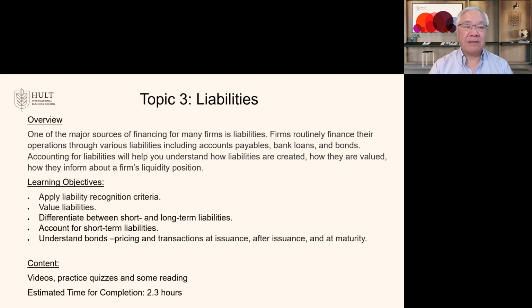The learning objectives are to apply the liability recognition criteria, value the liabilities, differentiate between short-term and long-term liabilities, account for those with elements of short-term liabilities, and then understand bonds, the pricing and transactions at point of issuance, and then after issuance, and then at maturity. The content is, you guessed it, video, practice quizzes, and some reading. The total estimated time is 2.3 hours.